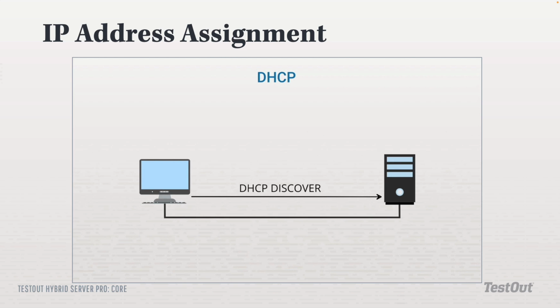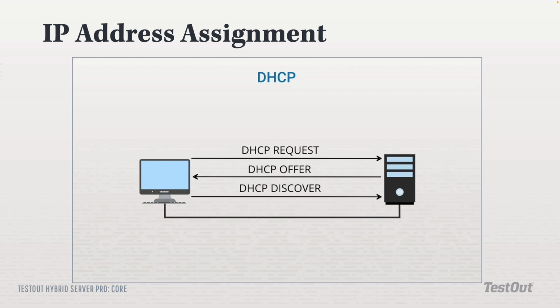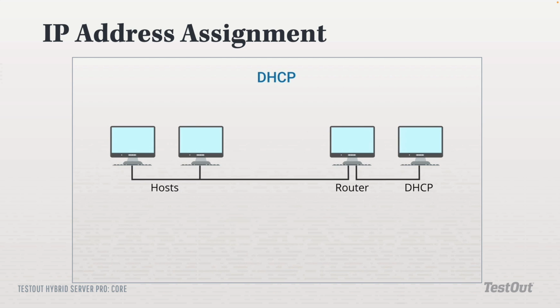So a little bit of review from last year. Remember DORA. The first thing we're going to do is discover, and then we're going to send back our offer. Then we're going to do a request, say, hey, I need an IP address, and then we are going to acknowledge and send that back, okay? That is what our DHCP server is going to do.